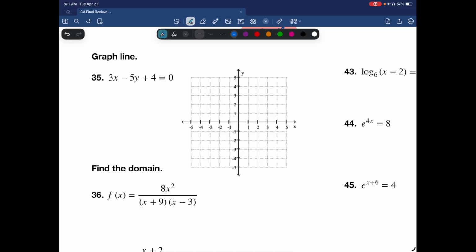let's do this. We got negative 5y equals negative 3x minus 4. Y equals positive 3/5 x plus 4/5. Okay, so the 4/5 is my starting point. So it's going to be right here. And then up 3, right 5. So it's going to be 1, 2, 3, 1, 2, 3, 4, 5. So be right there. And so I connect my dots.